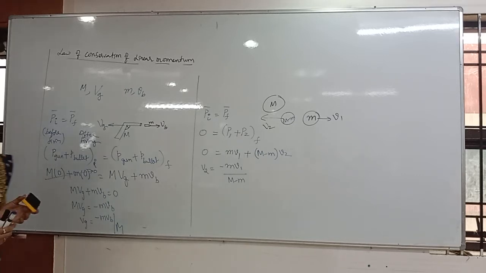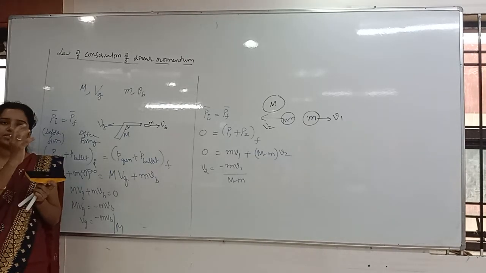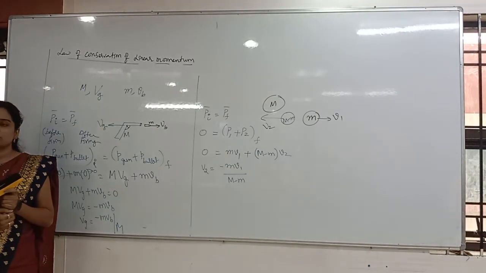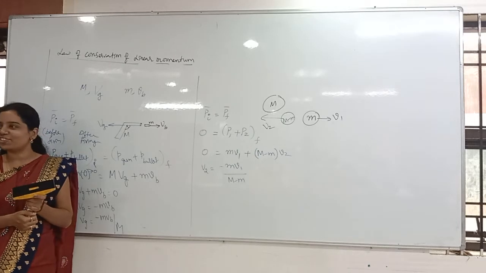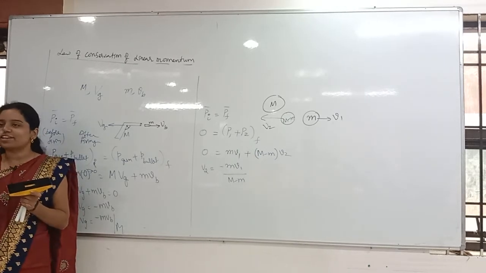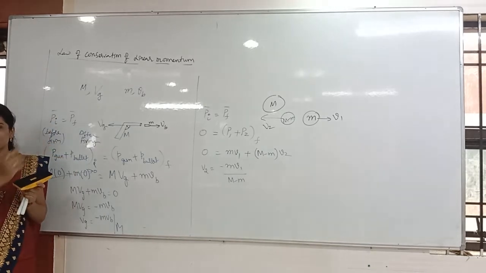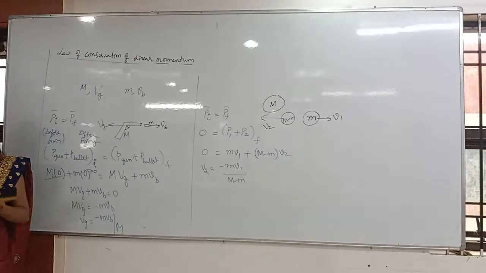Now see, I am standing on a slippery floor, and I am throwing a ball from my hand. Then what happens? I will fall down, obviously. So I am throwing a ball from my hand. The ball will move forward and then I will move in the backward direction, of course.